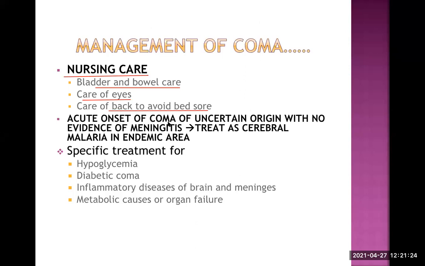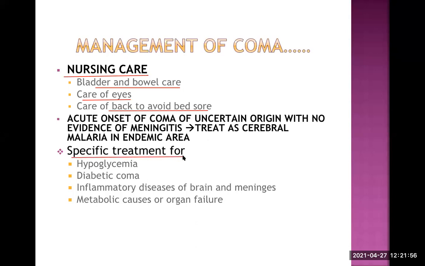Acute onset of coma of uncertain origin with no evidence of meningitis is treated as cerebral malaria in the endemic area, like where the cases of malaria are so common. Acute onset of coma, okay, with no evidence of meningitis. Think about cerebral malaria and try to confirm it by doing CSF examination and other tests of malaria, like malarial parasite smear.